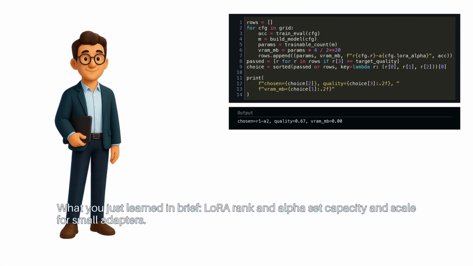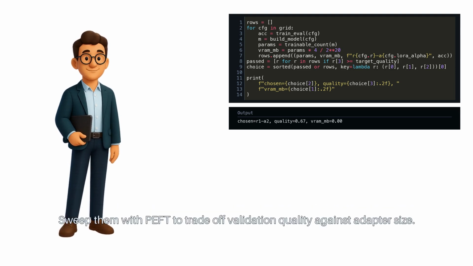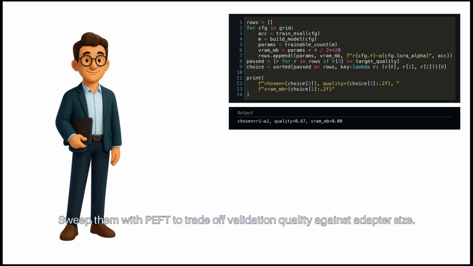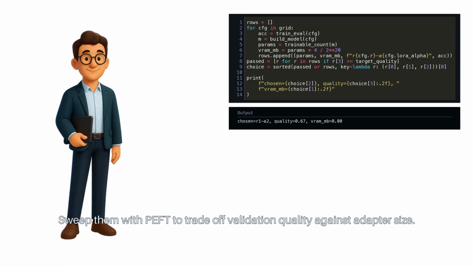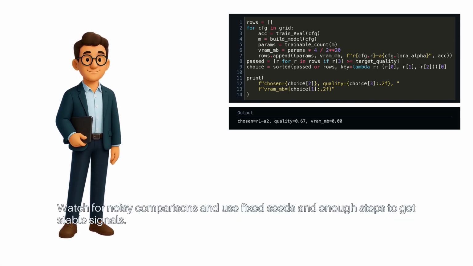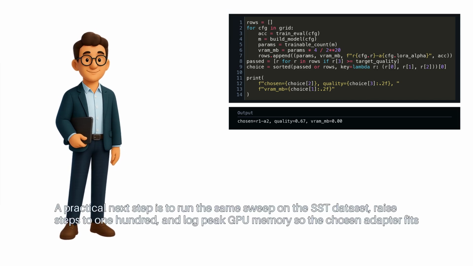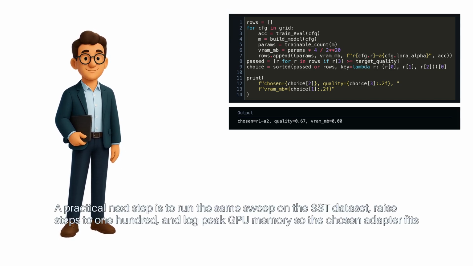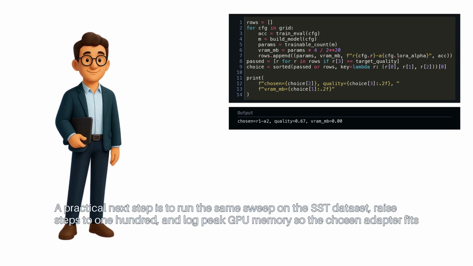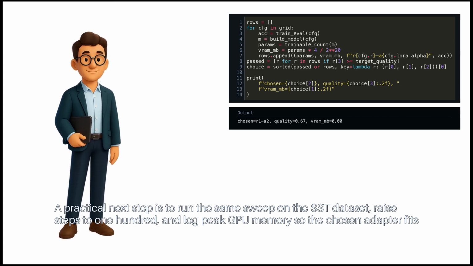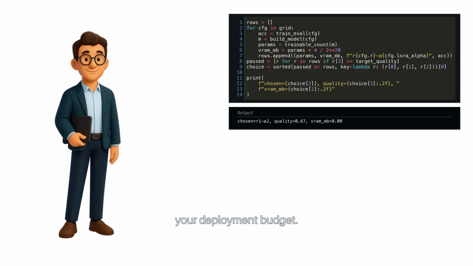What you just learned in brief. LoRA rank and alpha set capacity and scale for small adapters. Sweep them with PEFT to trade off validation quality against adapter size. Watch for noisy comparisons and use fixed seeds and enough steps to get stable signals. A practical next step is to run the same sweep on the SST dataset. Raise steps to 100 and log peak GPU memory so the chosen adapter fits your deployment budget.